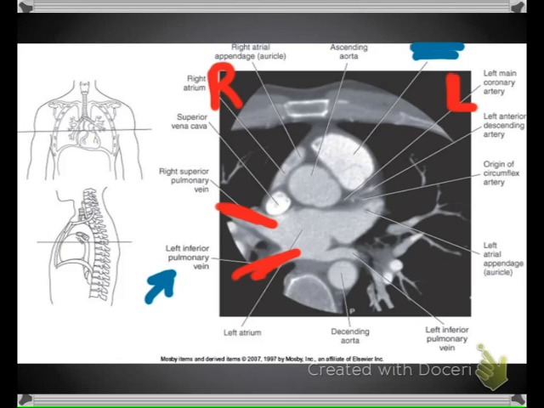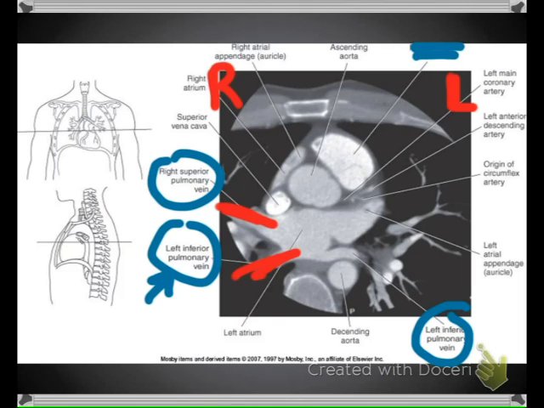This is labeled left inferior pulmonary vein, which is kind of crazy because you're supposed to have 4 pulmonary veins, and we have 1, 2, 3, and then it doesn't even really label the 4th one. But you can't have right and left being on the same side. It just doesn't really work out. So this one here should be right inferior pulmonary vein.